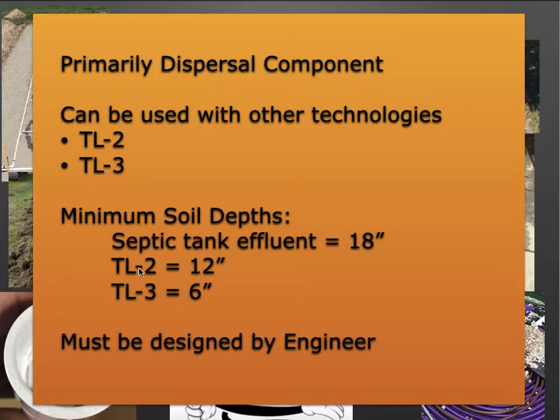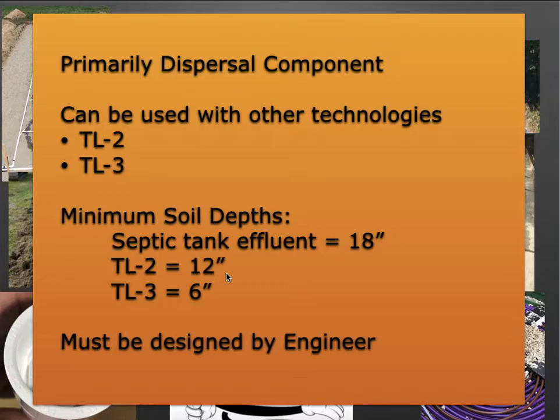So in the case of a pre-treatment unit that meets treatment level 2 that's going out to the Oscar drain field, you'll just need the 6 inches of sand that you automatically need under the coils, and then only 6 inches of vertical separation of undisturbed soil to give you a total of that 12 inches. Again, that's for treatment level 2.